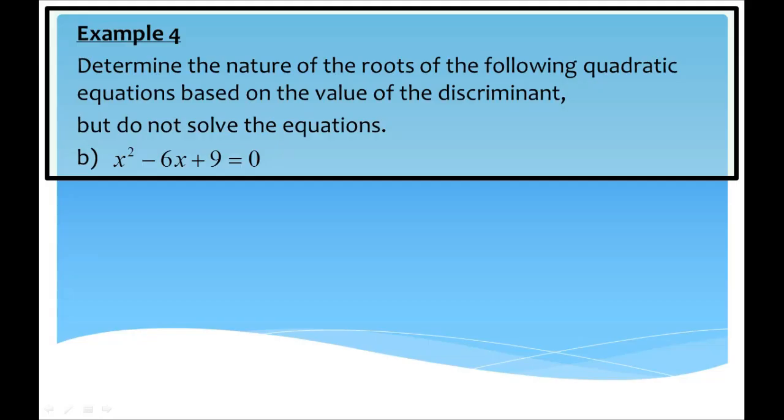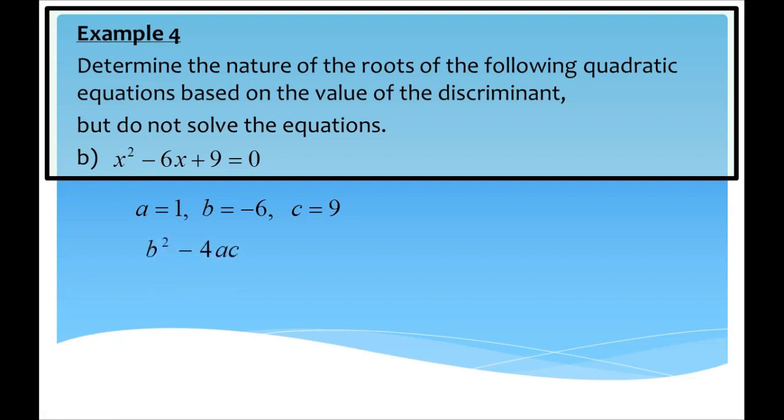Now, we proceed to example 4b. We have x squared minus 6x plus 9 equal to 0. Since we want to determine the nature of the root, we need to find the value of the discriminant. Before we use the formula, we need to find the value of a, b, and c. So our a is 1, b is negative 6, and c is equal to 9.